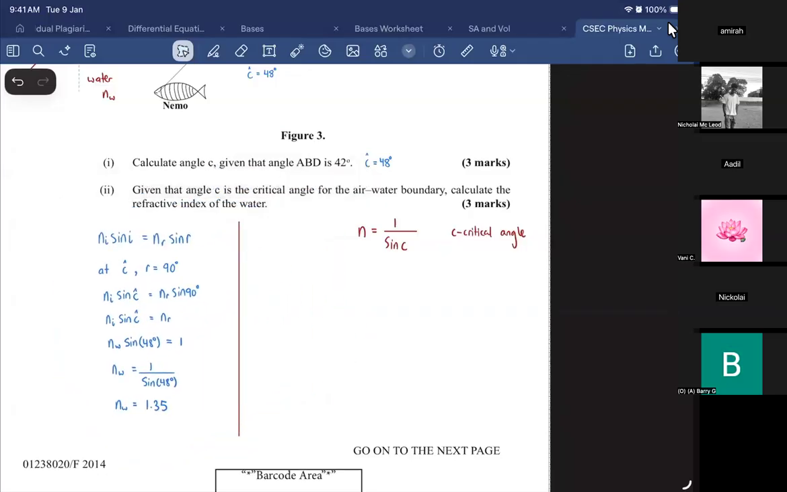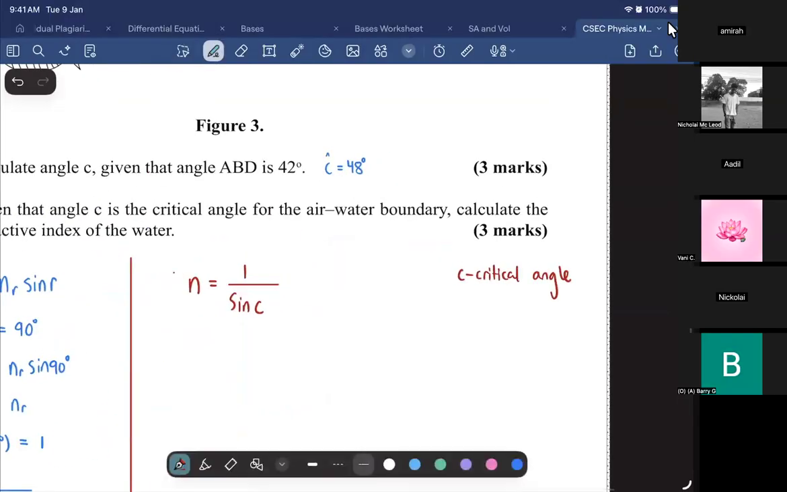That's a long working if you forget this formula. So anytime they ask you to find the refractive index and they give you the critical angle, this is the formula I would use. Now this formula is only applicable for the air to water boundary.